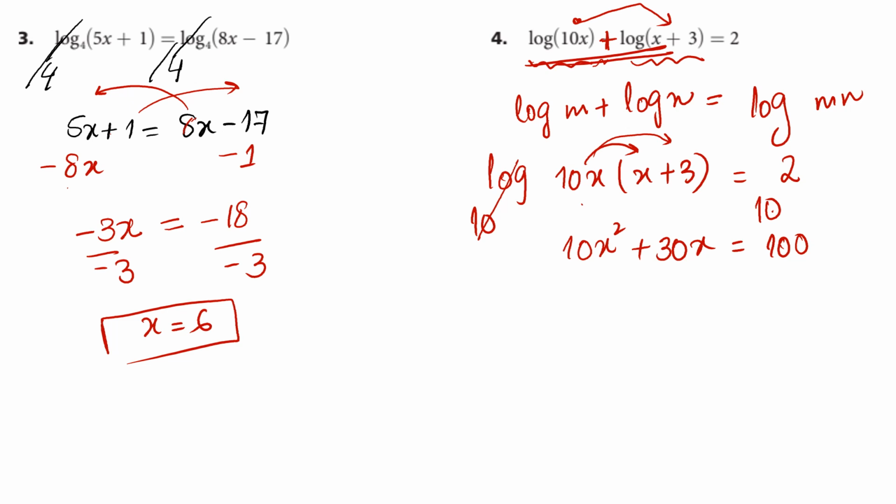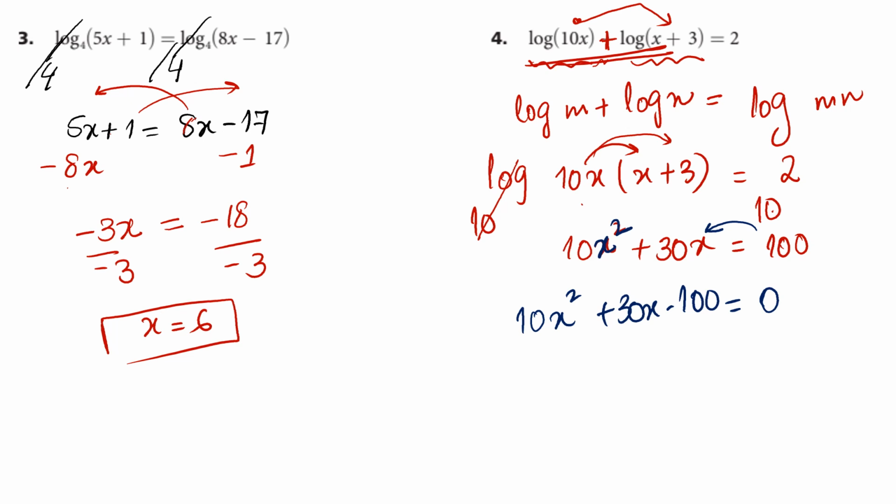Now what have you observed? That this is a quadratic equation. So when it is a quadratic equation, just bring all the terms on one side and set the equation equals to 0. 10x square plus 30x minus 100 equals to 0. Why do we do this? In order to factor the equation and solve for x.